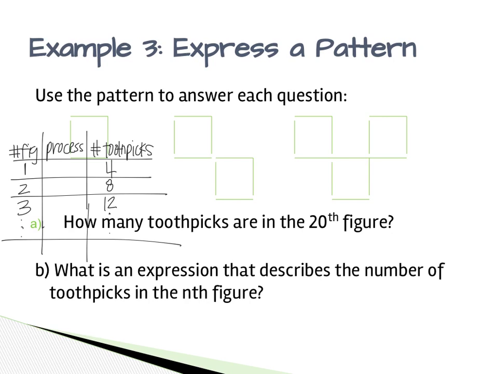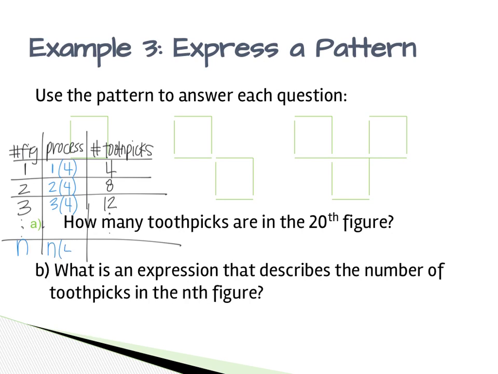So what am I doing? When I say doing, I'm saying how do I get from 4 to 8? Well, I could add 4, but 1 plus 4 is not 4. 2 plus 4 is not 8. 3 plus 4 is not 12. Maybe I'm multiplying by 4. 1 times 4. 2 times 4. 3 times 4. So each time this number is the number that's changing, so that's going to be my n.